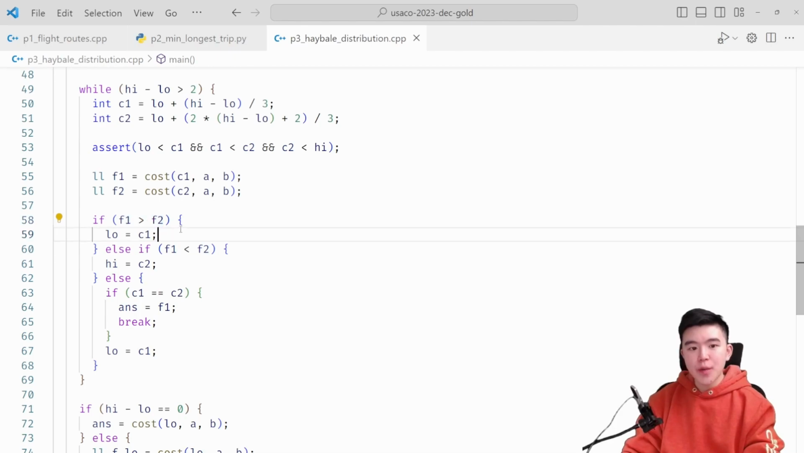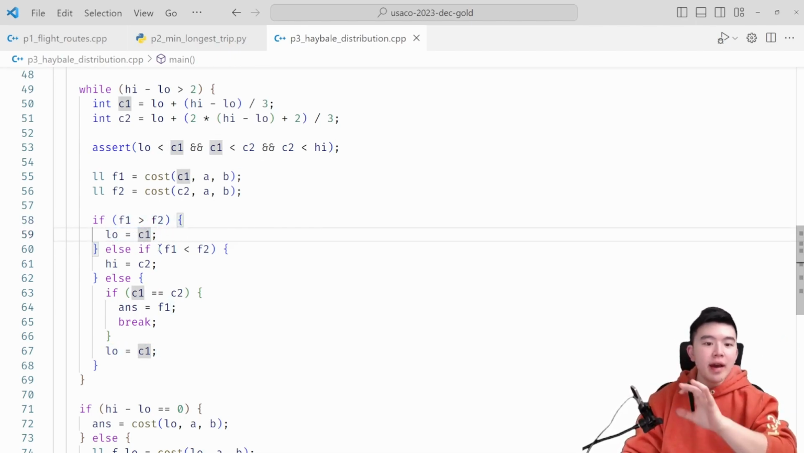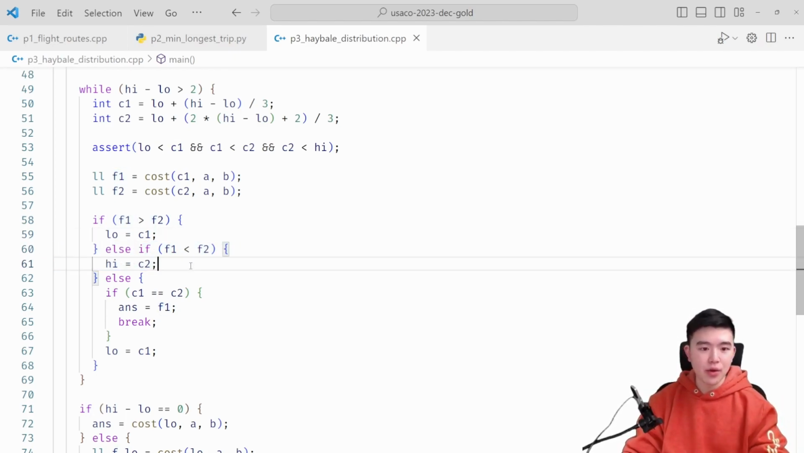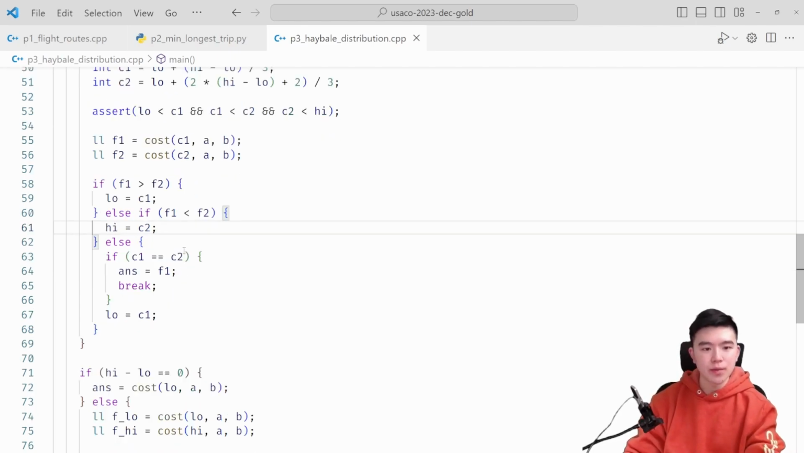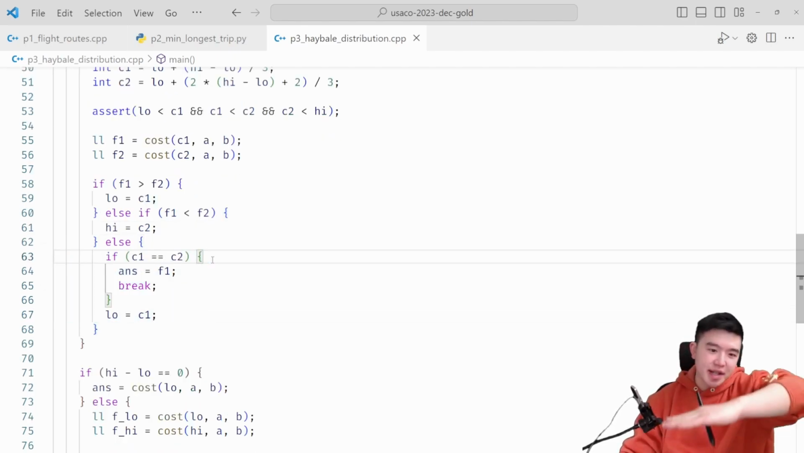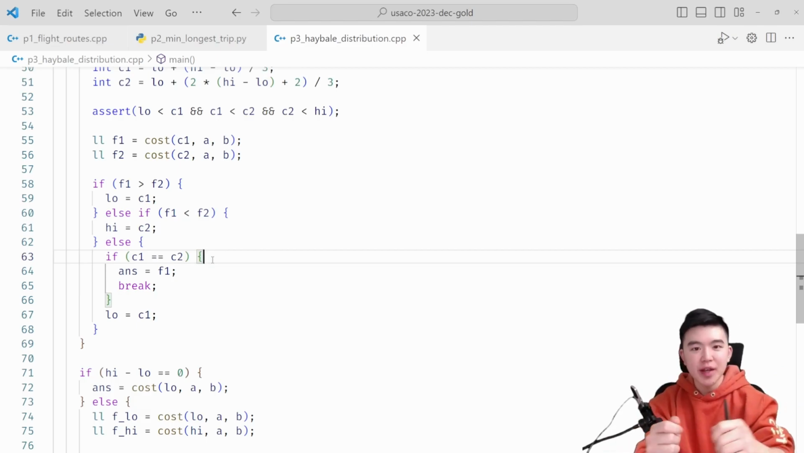If the value at C1 is greater than the value at C2, we're going to cut out the lower third by assigning low to C1. If the value at C1 is less than the value at C2, then we're going to cut out the higher third by setting high to C2. And then we have some edge cases here. Basically, if it's flat, then we're going to compare the 2 points. If they're equal, then we have our answer.